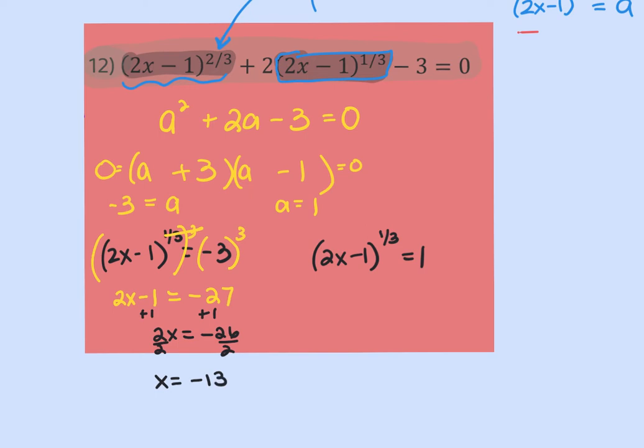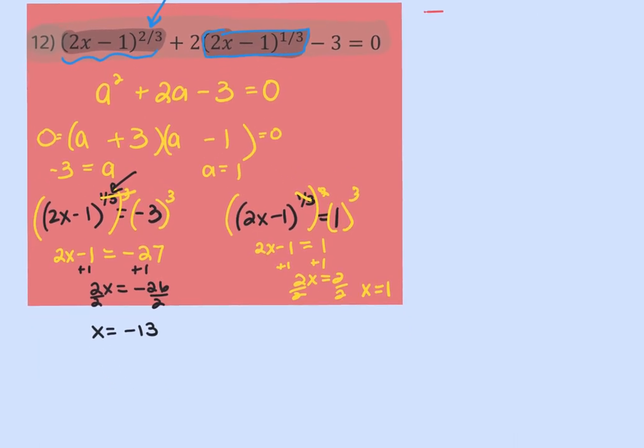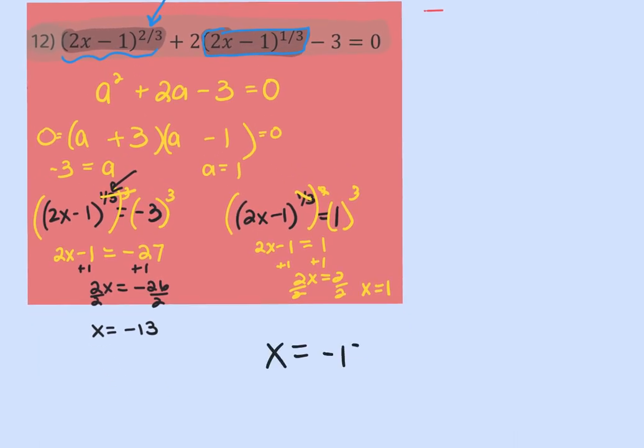Okay, and now I have to repeat that process for the right-hand side. So I'm going to raise this to the third power. The 1/3 to the third cancels that out. I would just get 1 as my exponent. So I get 2x minus 1 equals 1. Add the 1. 2x equals 2. Divide by 2, and x equals 1. And I get x equals -13 and +1.